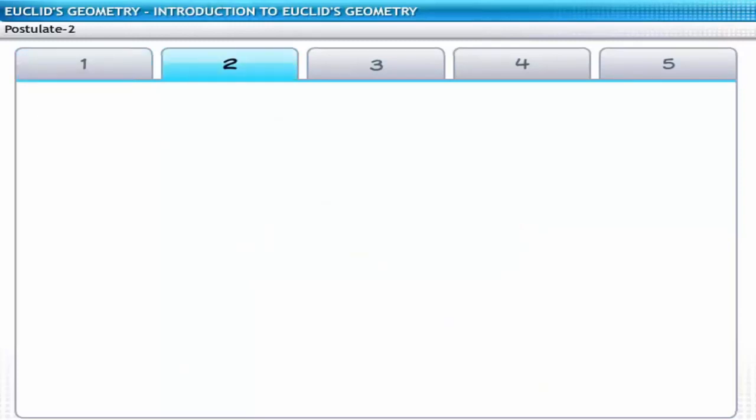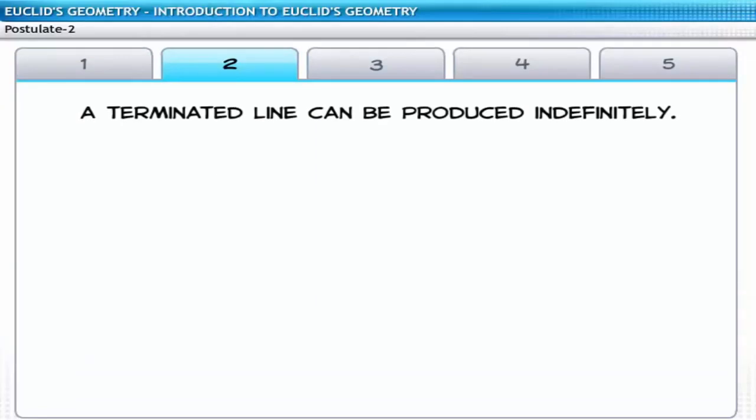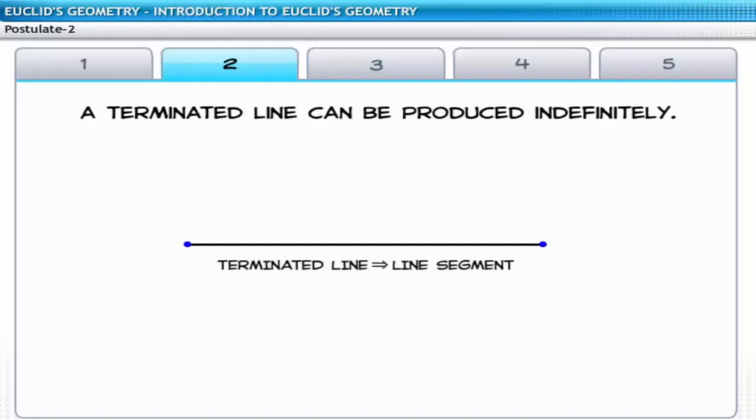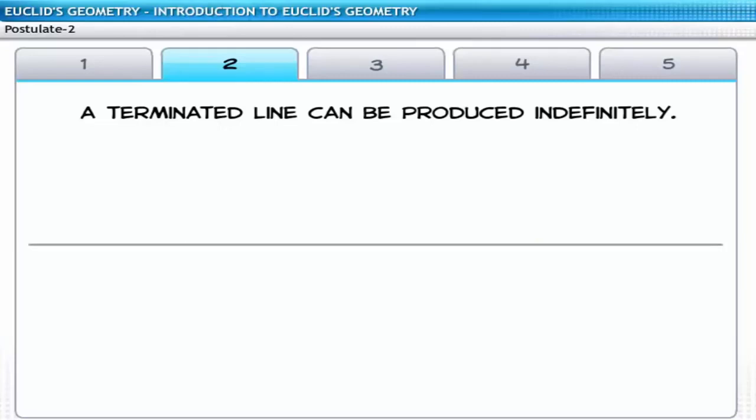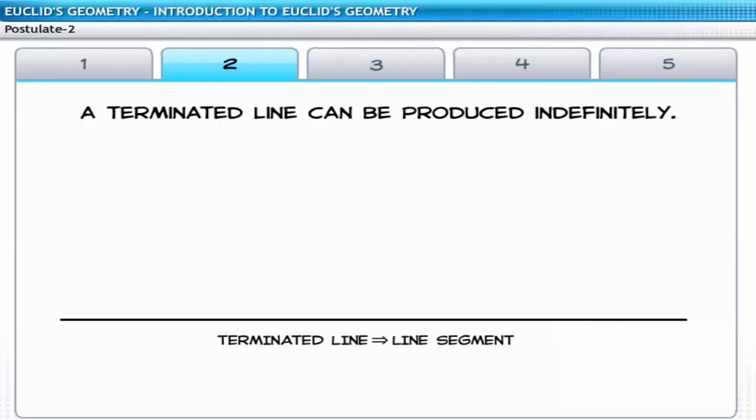The second postulate states that a terminated line can be produced indefinitely. For a terminated line, there are 2 endpoints. In other words, a terminated line in present-day terminology is called a line segment. Let's try to understand this postulate using the idea of a line segment. A line segment is a part of an infinite straight line. If we observe the reverse, a line segment can be extended on both sides to form a straight line.